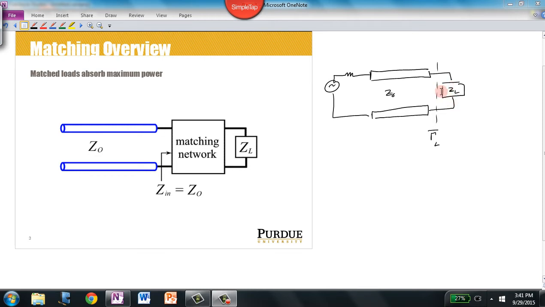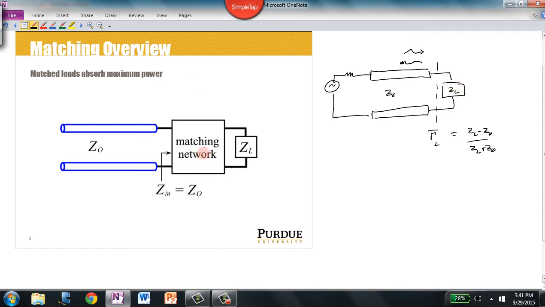And under those situations, what happens is this reflection coefficient occurs. And we have a formula for reflection coefficient. It's ZL minus Z0 over ZL plus Z0. And what it tells us is how much of the incident voltage and current waveform gets reflected back towards the source. So it's also telling us how much power makes it through.